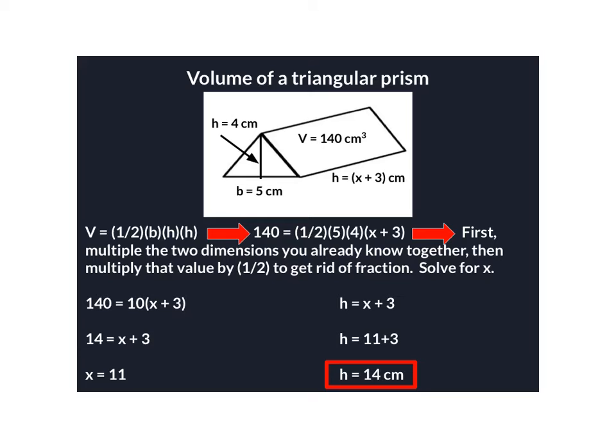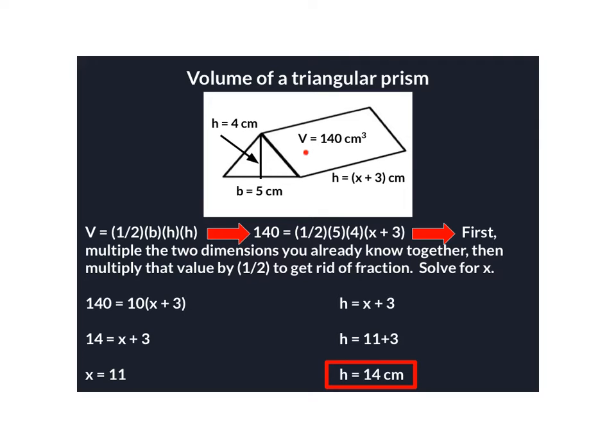So if you look over here, the volume of a triangular prism is 1/2 the base of the triangle times the height of the triangle times the height of the prism. So again, 1/2 times the base of the triangle times the height of the triangle times the height of the prism. We do all that and that gives us our volume.